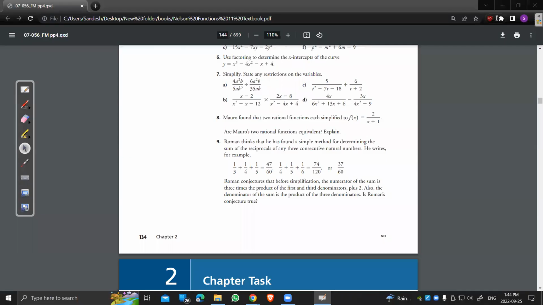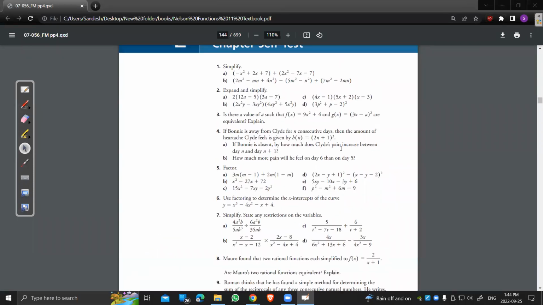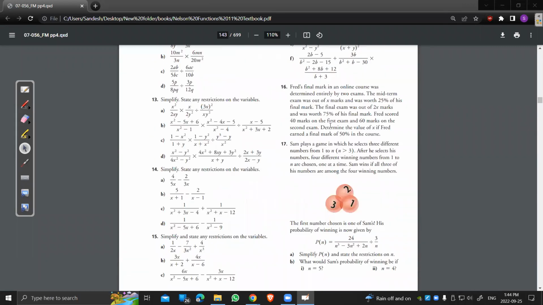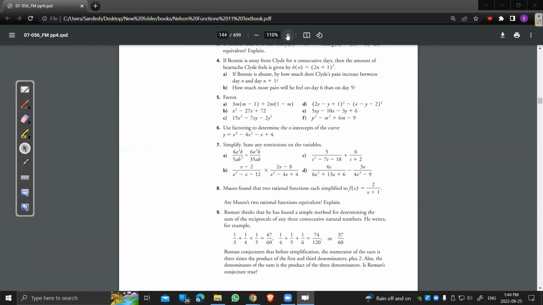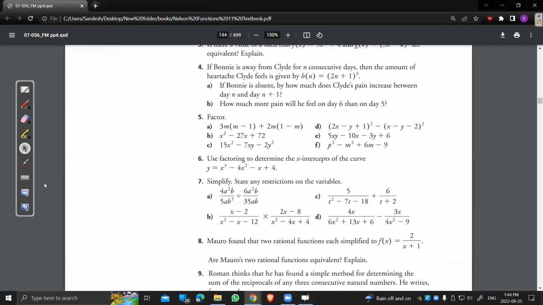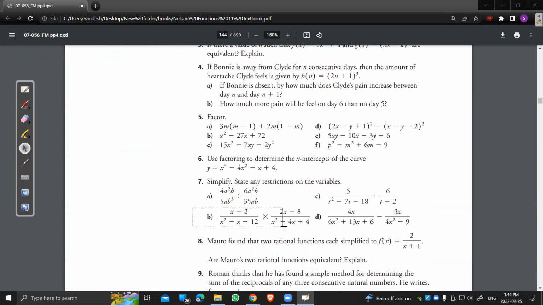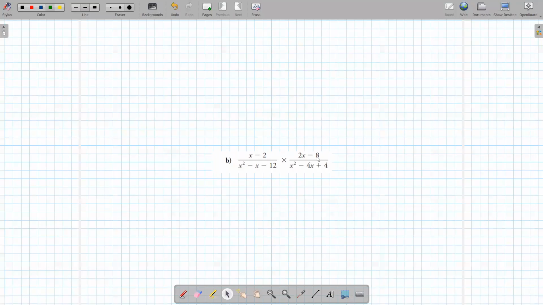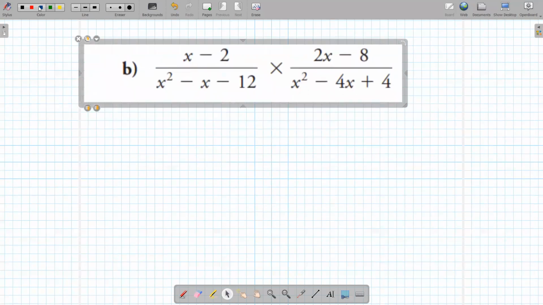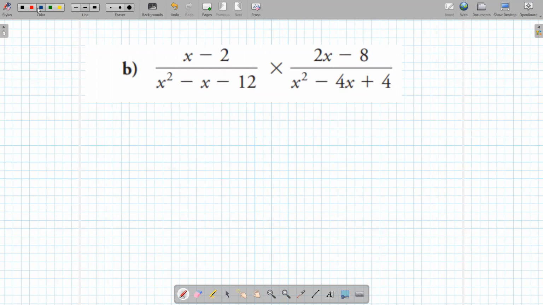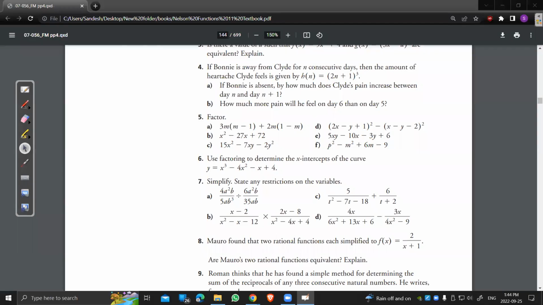So yeah, this only applies to when you're adding though. What about when you're multiplying? Do you need to take the LCD when you're multiplying? No, you don't. Only adding and subtracting need the LCD. Multiplication, division, no need.